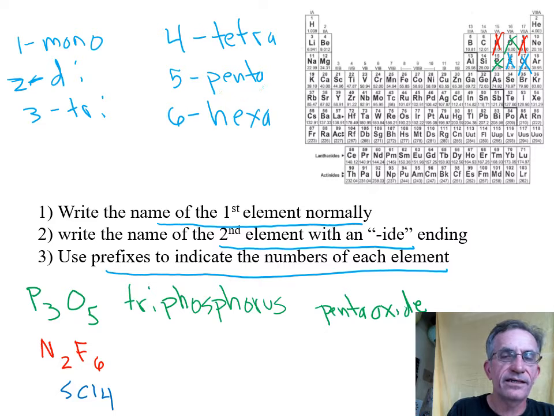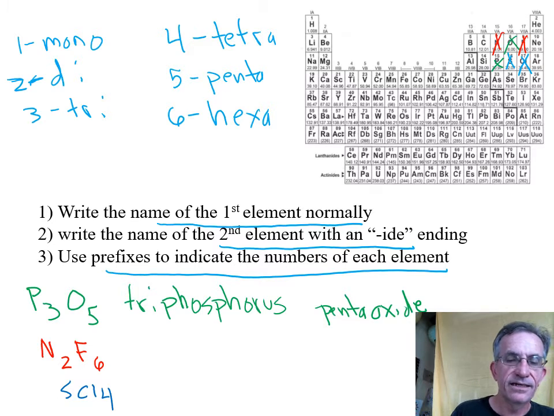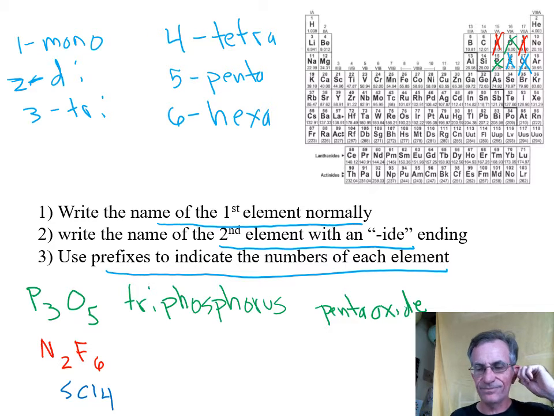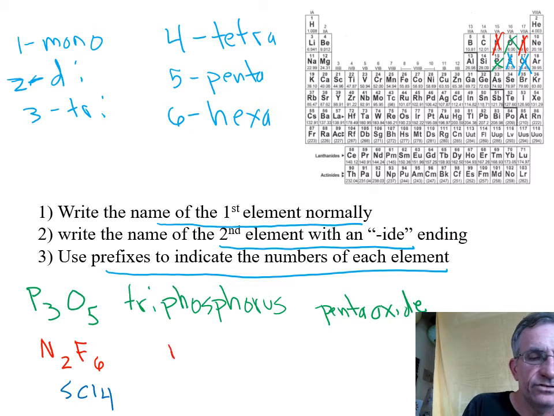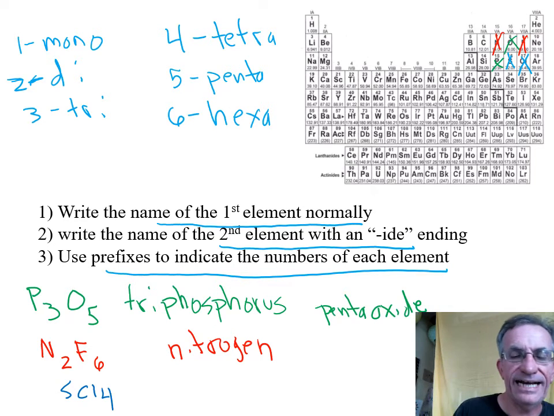Okay, let's try the next one. All right, N2F6. So for N2F6, same idea. You write the name for the first element as normal. So what's N? N stands for nitrogen. Hopefully you remembered it was nitrogen. And then you write the name of the second element with an "ide" ending. F stands for, oh, don't say fluorine. Fluoride.